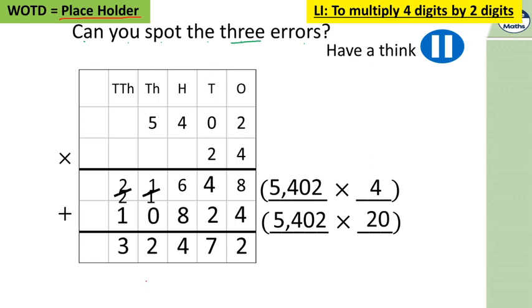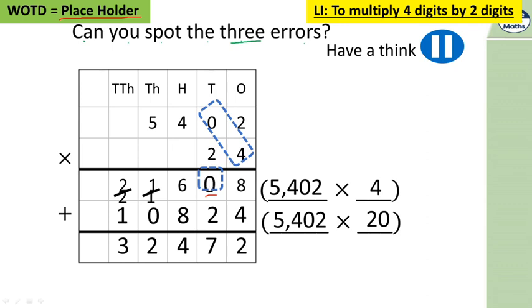So pause the video, have a little think, talk to yourself if you want about what mistakes they've made, and then we'll go through them. Okay, let's have a look. So the first mistake, see in our ones column, we've done 4 times 2 is 8. Then they've done 4 times 0 tens. It's 4 tens. Anything times 0 is 0, so that should be 0.